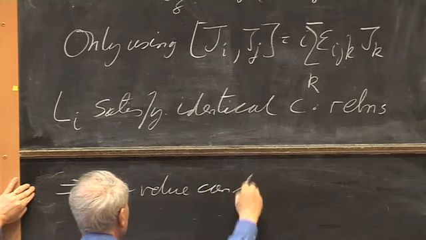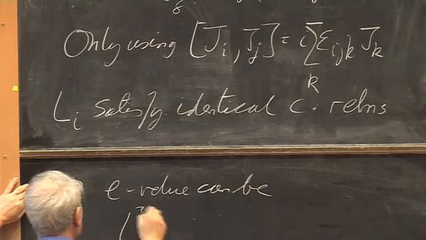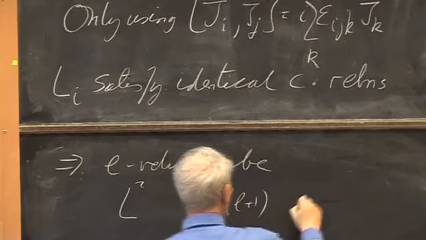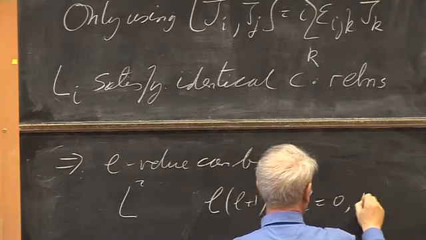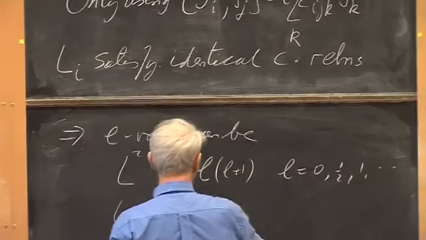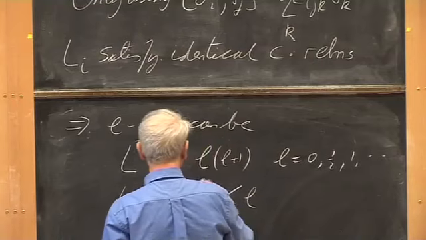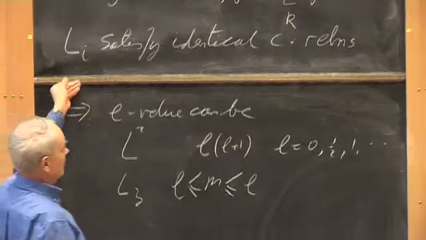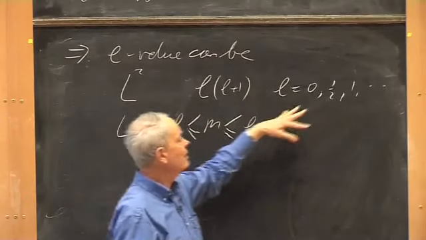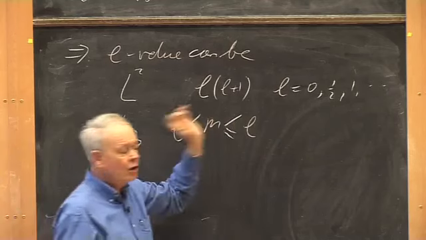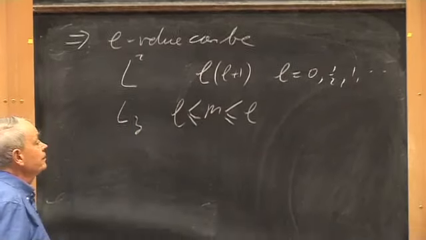can be: L squared has numbers like l(l+1), where l could equal 0, a half, 1, and so on, and Lz has m lying between l and minus l. But then we think, so these are the candidates, no other numbers are possible than those numbers, right? That's what that argument shows. Are all those numbers possible? No, for the following reason.